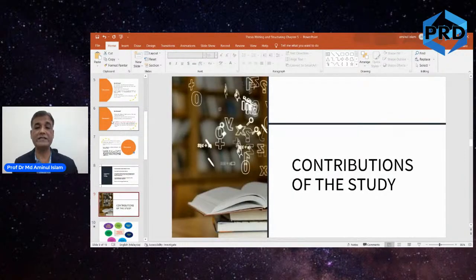I prefer more on these contributions of this study. This section actually gives you the PhD. Those of us who have completed a PhD, we all struggle to answer one simple question: what is your new knowledge contribution? What is your new knowledge contribution? And we all sweat to answer that question.